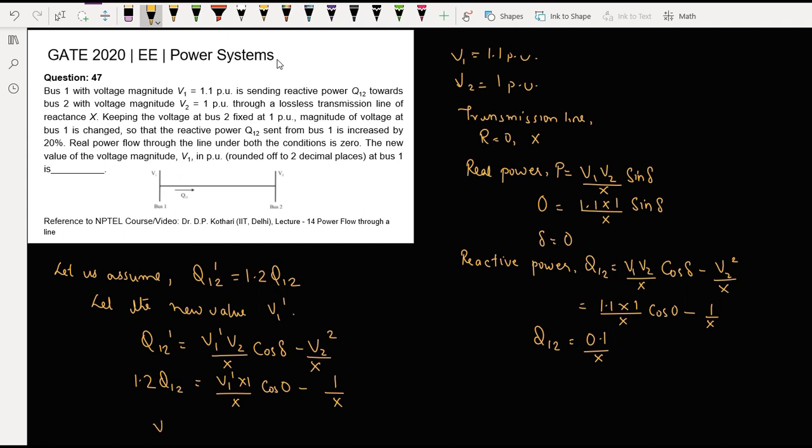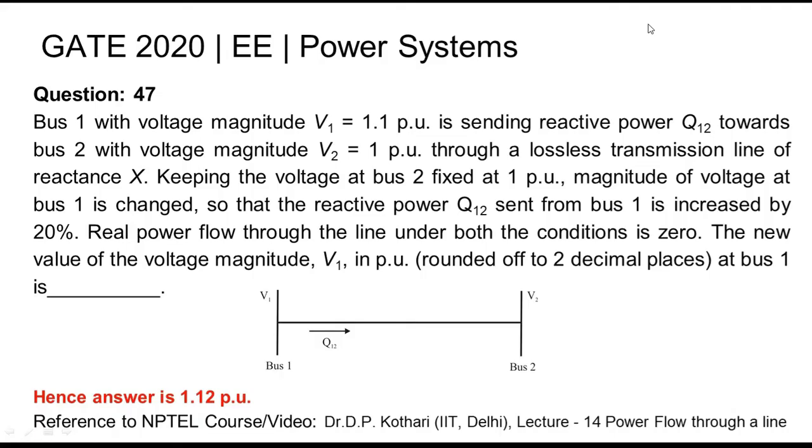This gives us V1 dash is equal to 0.12 plus 1 equals 1.12 per unit. Thus, the new value of the voltage magnitude at bus 1 due to an increase in the reactive power is 1.12 per unit. Hence, the answer to this problem is 1.12 per unit.